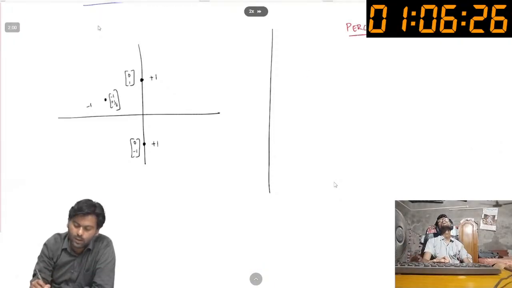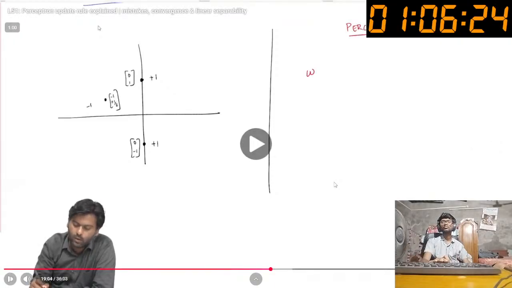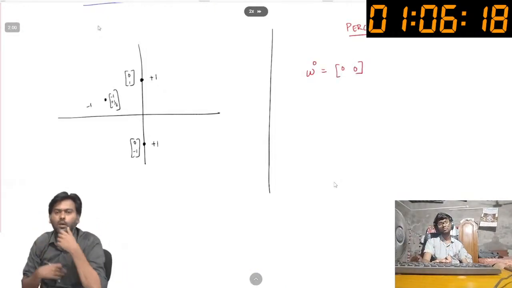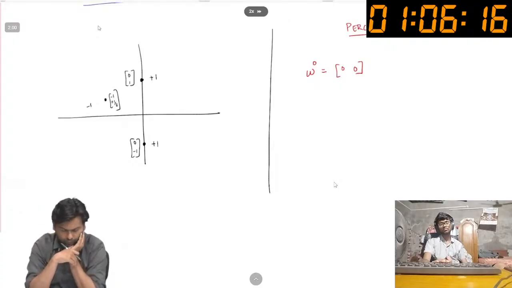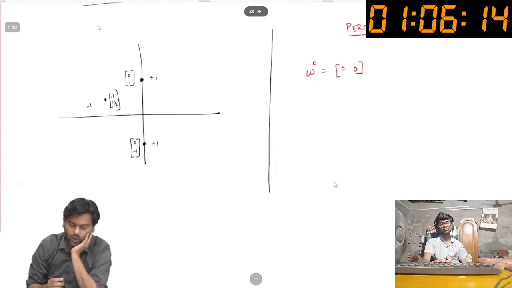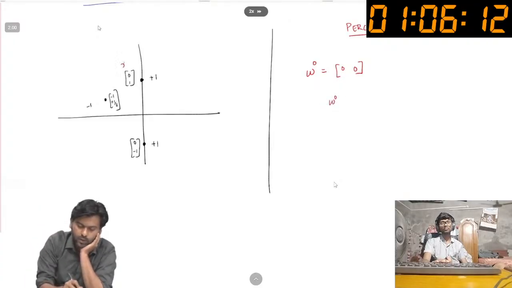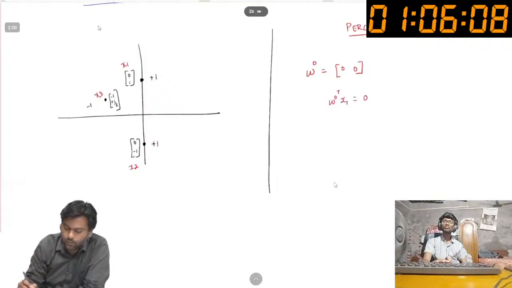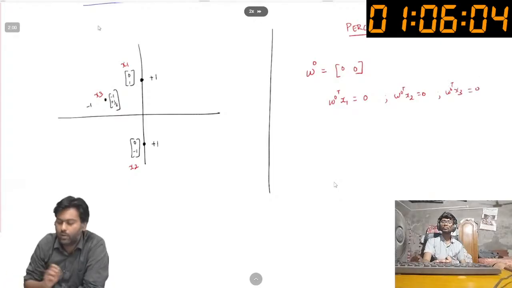How does the perceptron work on this data set? It's going to start with W naught, which is just 0, 0. This is a 2-dimensional vector. By our algorithm's initialization, it's going to be 0, 0. Now, what will it do? Well, what does 0, 0 mean? Let's call these points x1, x2, and x3 so that we can keep referring to them easily. W naught transpose x1 is 0, W naught transpose x2 is also 0, and W naught transpose x3 is also 0. Because W naught is 0, it's going to make a 0 dot product with everybody.